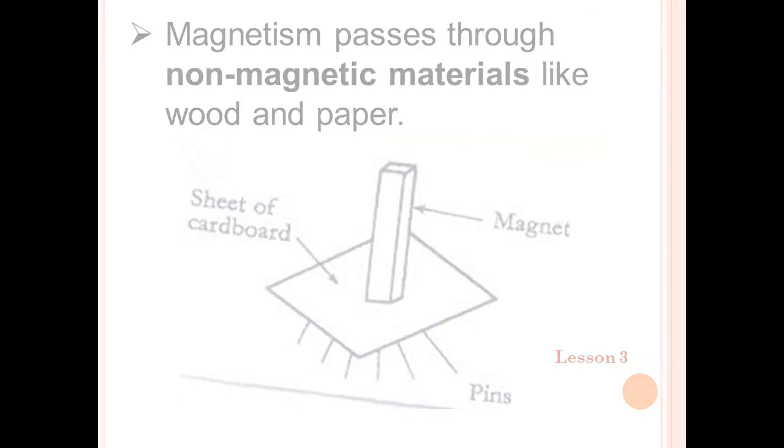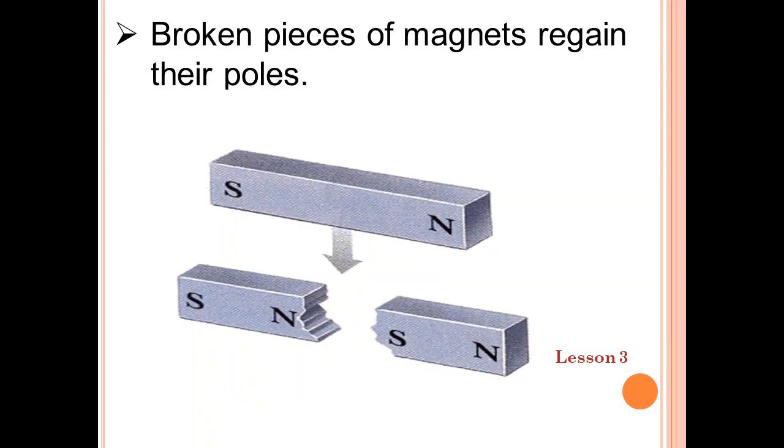Then the other property is that when you break a bar magnet, the broken pieces will always gain their poles. As you see on the screen, one bar magnet is broken, and what happens is that each piece becomes an independent magnet. So broken pieces of magnets regain their poles.